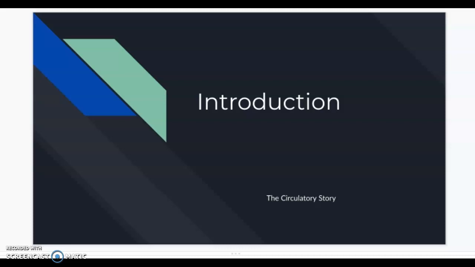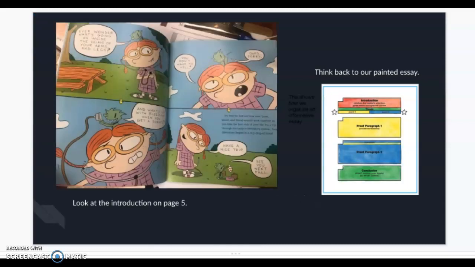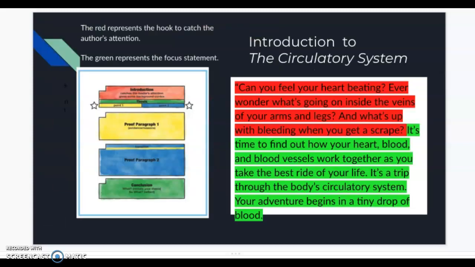Today we're going to talk about the introduction of the circulatory story. So look at the introduction on page 5, and I want you to think back to our painted essay. Think back to what the colors red and green represented. Remember that red represents the hook to catch the author's attention, and green represents the focus statement.